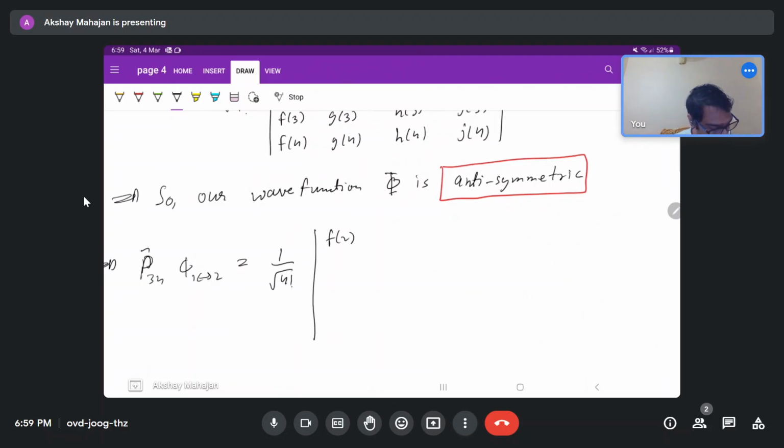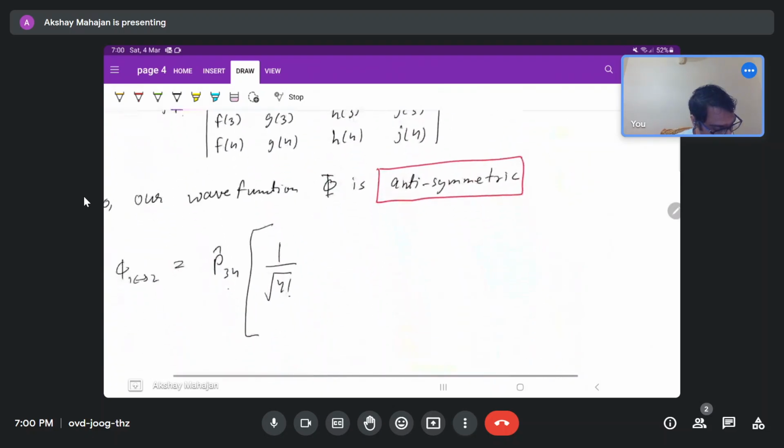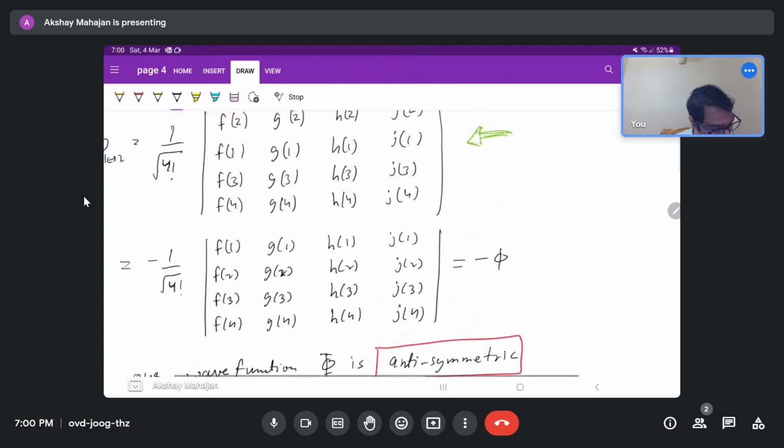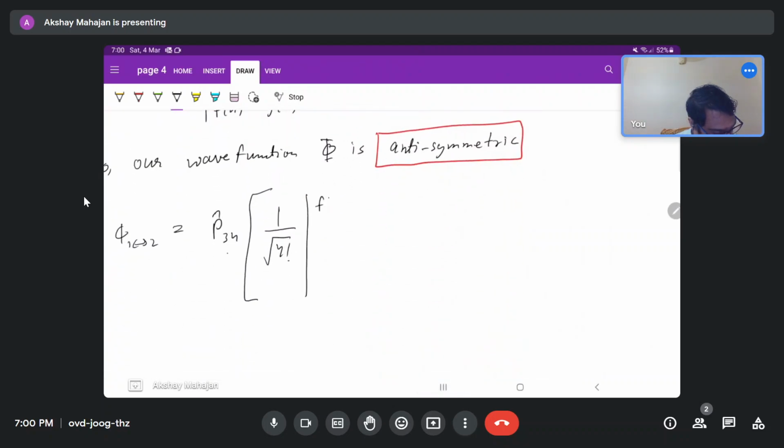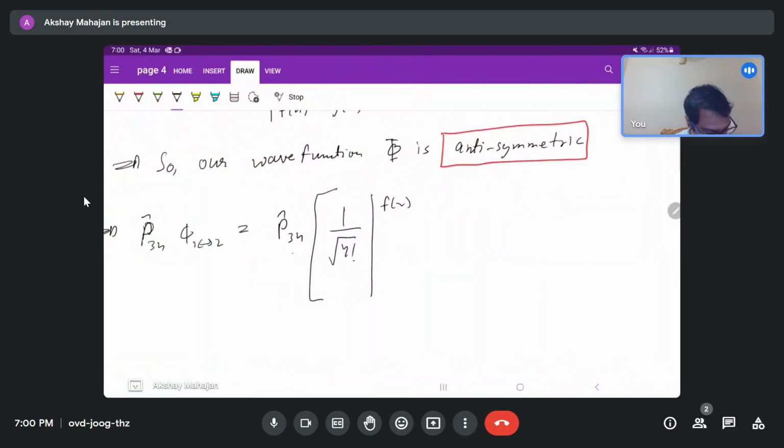Okay, let me just write that we are doing a permutation 3 4 on phi 1 2, which was 1 factorial 1 by 4 factorial, and we have like f of 2. Let me just not do 3 4, because then I have to show motion, but just do, let's say, 1 3. Alright, 1 3, that will be easy. We have just done interchange 1 2, and now let's do a permutation of 1 3.